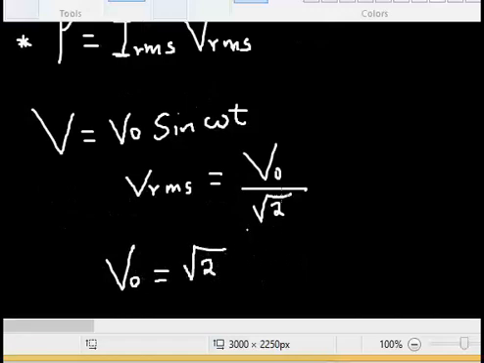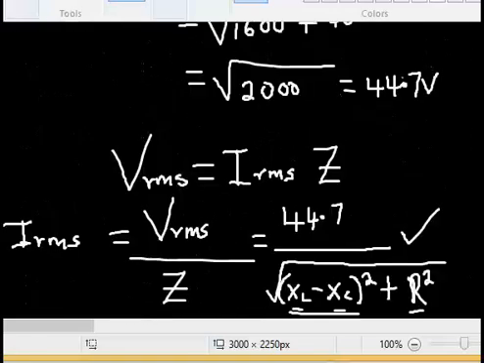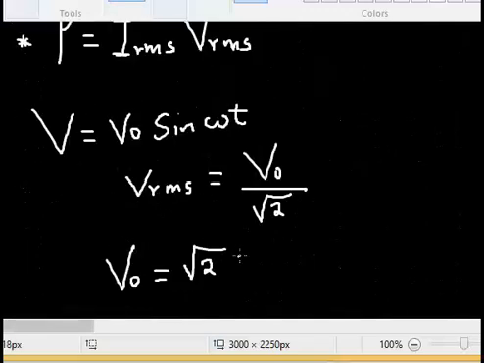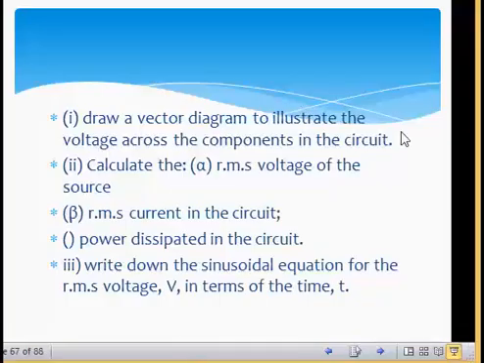So that means V0 now, the peak voltage, is going to be equal to the square root of 2 multiplied by VRMS, which we calculated to be 44.7, right? So you do that, that's square root of 2 times 44.7. So you can actually evaluate that. After evaluating that, now just put it inside this, and that's all. That gives you the equation.